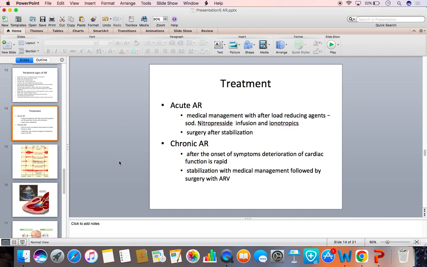Chronic aortic regurgitation is treated by medical management to stabilize the condition, followed by which you can take time for the surgical intervention, and the best option is the aortic valve replacement surgery.